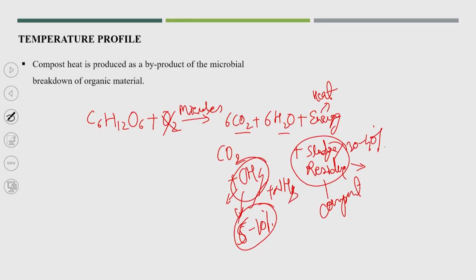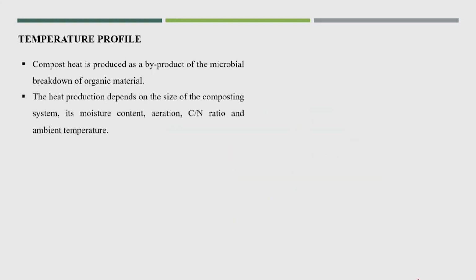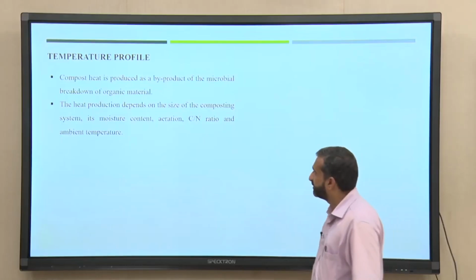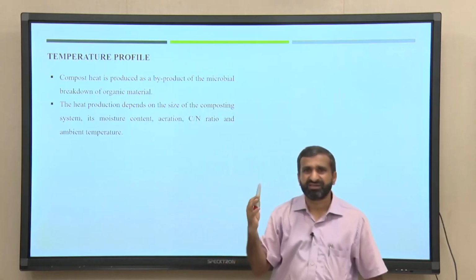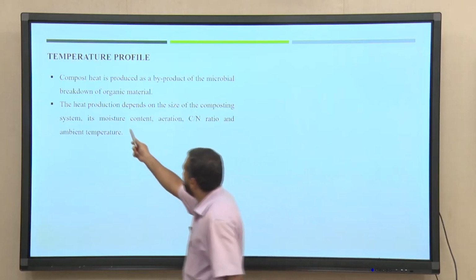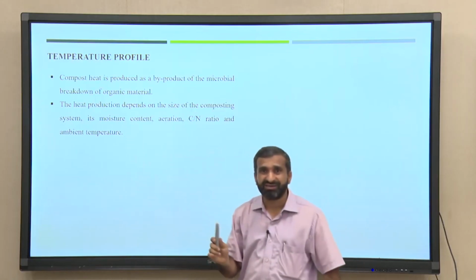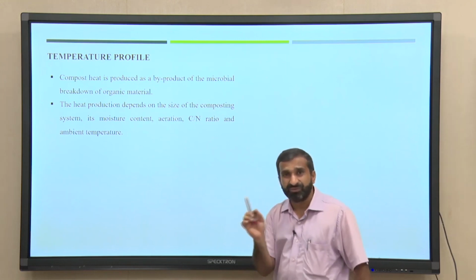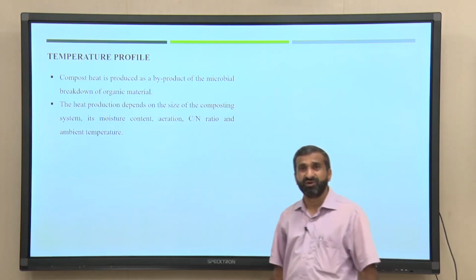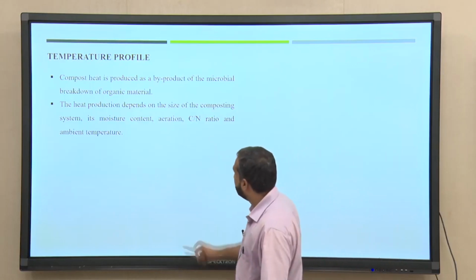So, the second point is that heat production depends on the size of the composting system, its moisture content, aeration, C/N ratio and ambient temperature. This is one of the important points for the degradation process. Maybe size is not that important, but moisture content is, because for microbial degradation, the microbes require moisture, and around 60 to 70% moisture content is always required for the degradation process.